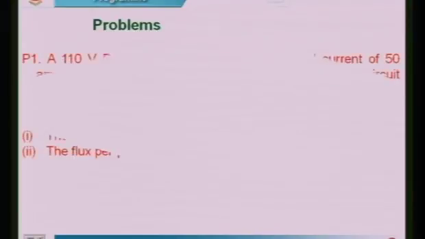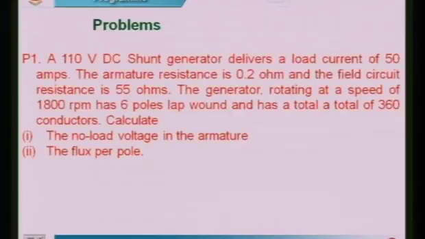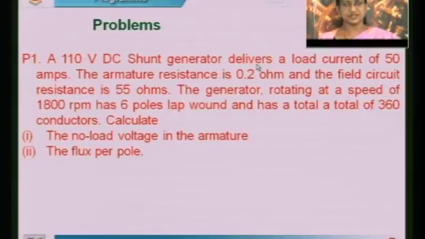Then we will solve some problems on these different types of DC generators. In this problem, it is given a 110 volt DC shunt generator delivers a load current of 50 amps. It is a 110 volt DC shunt generator, meaning the terminal voltage V is equal to 110. Then the load current IL is equal to 50 amps.